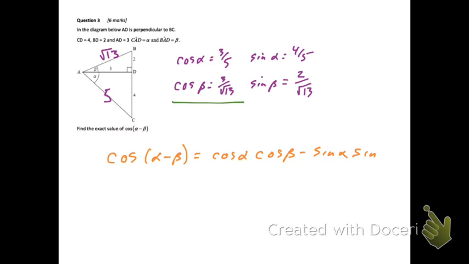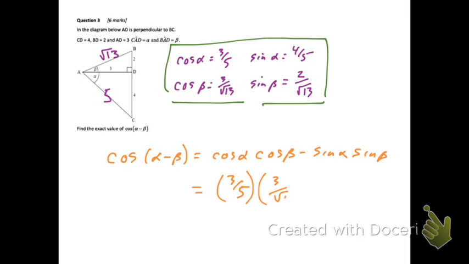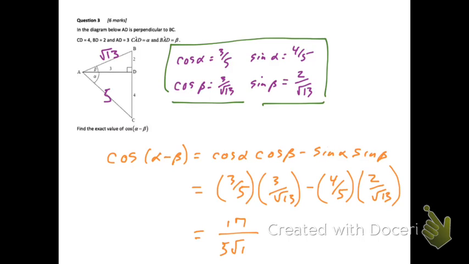And the great thing is I have just solved all of these, so I have all the information I need right there. I can just simply plug these in. And I just have to do some simple math now. Multiply through, subtract the two terms from each other, and I end up with this answer. I might just rationalize that denominator, and I'll get 17 times root 13 over 65 as my final answer. Okay, so that's using your compound angle formulas.